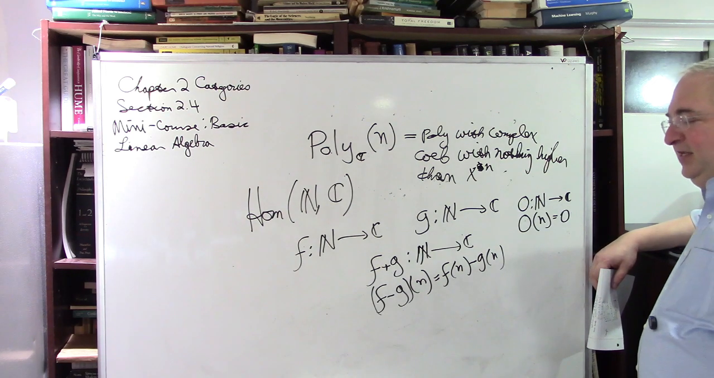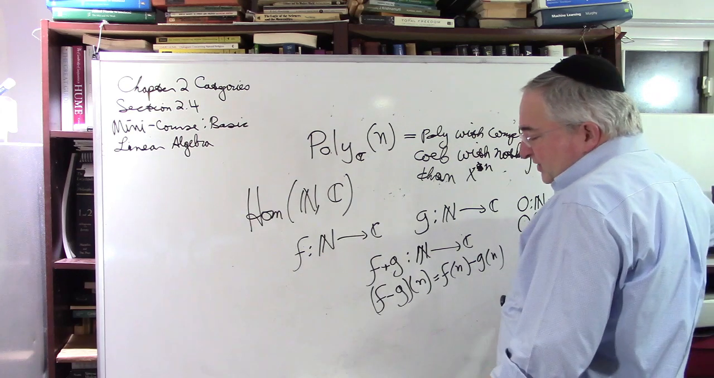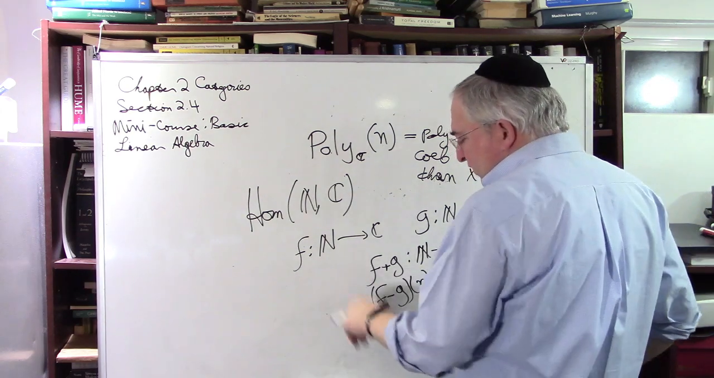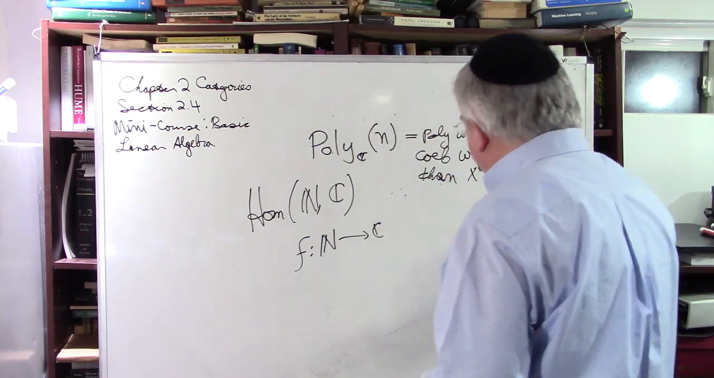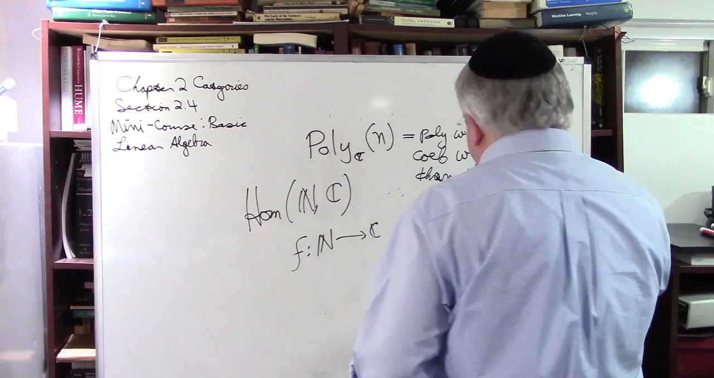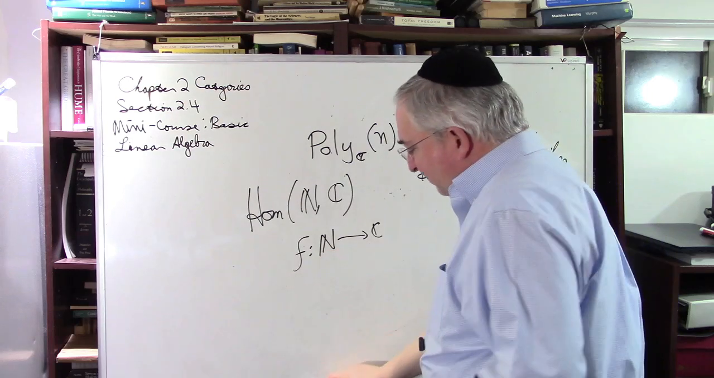Great. Now I have to tell you what scalar multiplication is. So here's a nice function from here to here. Here's a nice function from the natural numbers to complex numbers.